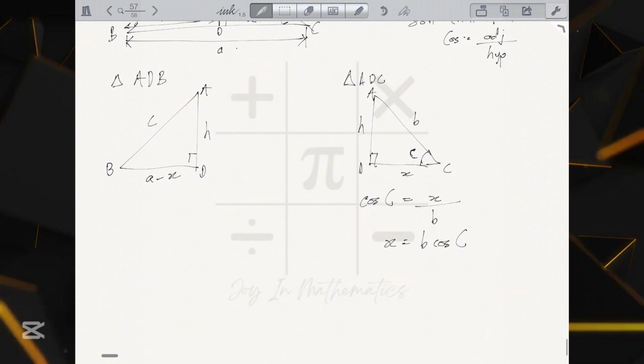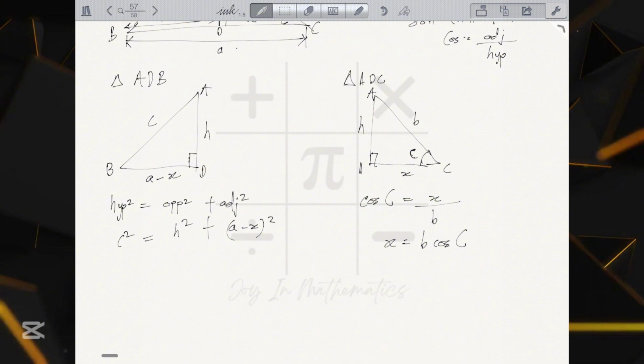Now if you come back to triangle ADB, which is right-angled at D, we can write an expression using Pythagoras' theorem. The hypotenuse squared is equal to the opposite squared plus the adjacent squared. So the hypotenuse in this case is c squared, the opposite, let's call it h, is h squared, and the adjacent in this case is (a minus x) squared.